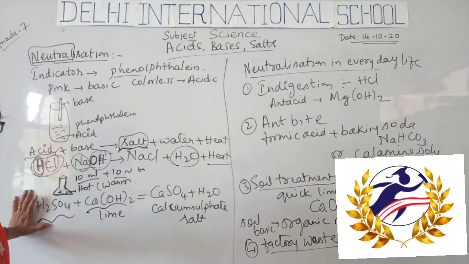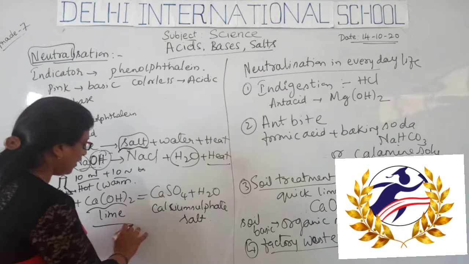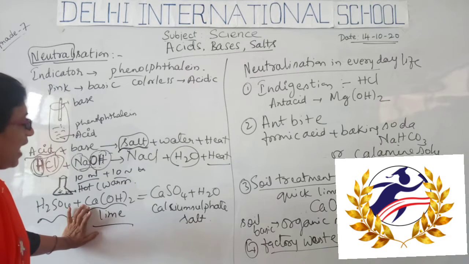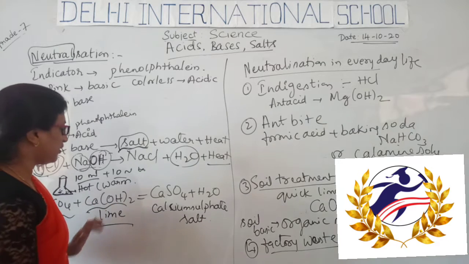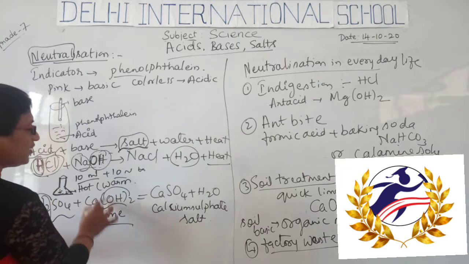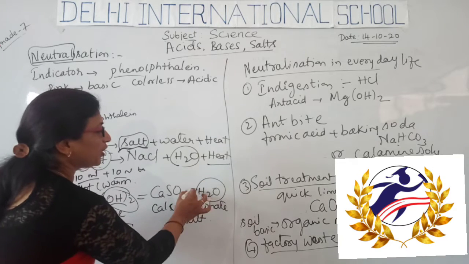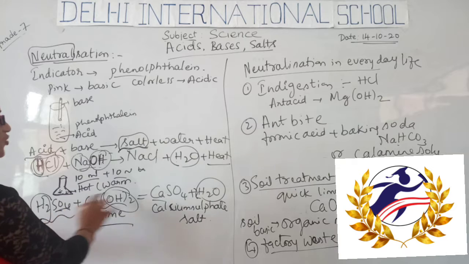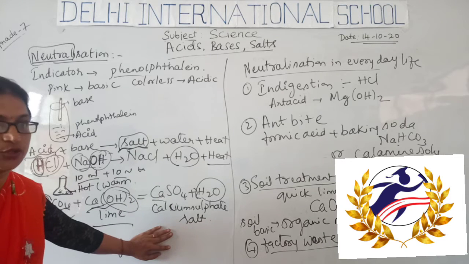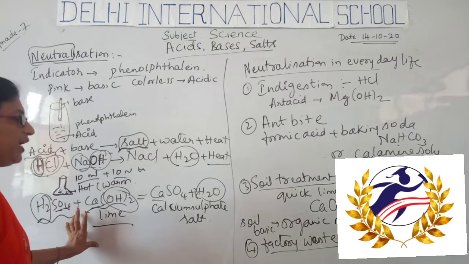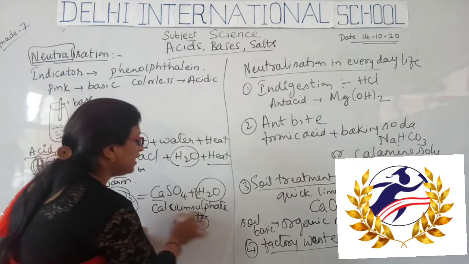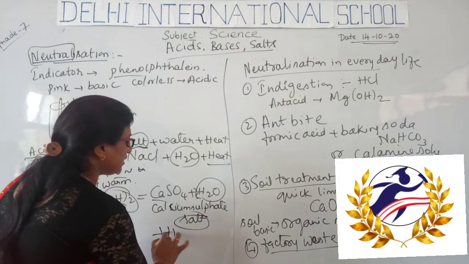Here sulfuric acid is taken, another example of a laboratory acid. Sulfuric acid is added to slaked lime, that is calcium hydroxide. When added, the hydrogen ions combine with OH ions to form water molecules, and then calcium sulfate salt is formed. Like this, any acid when mixed with the base forms salt and water, and heat is liberated.